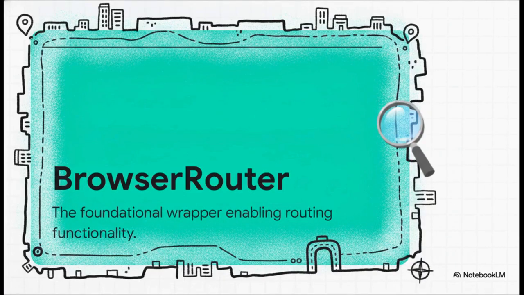So, think of the browser router as the literal foundation, or better yet, the city limits of our application. It's this wrapper that surrounds everything, basically standing there telling the app, hey, everything happening inside these borders is part of our transit system. It is the environment that makes all further navigation possible. Without the browser router, your web app just doesn't know how to read the map.